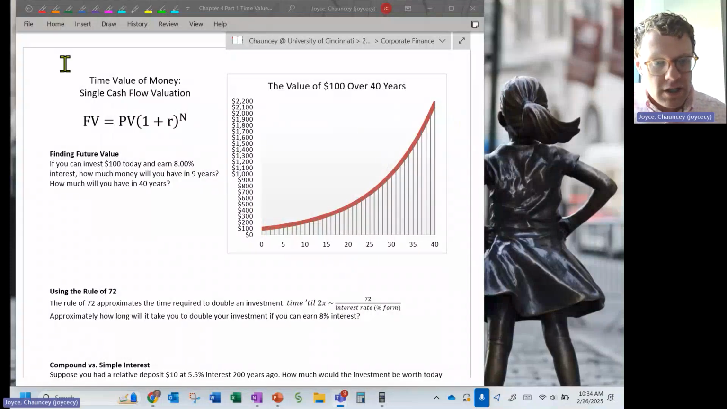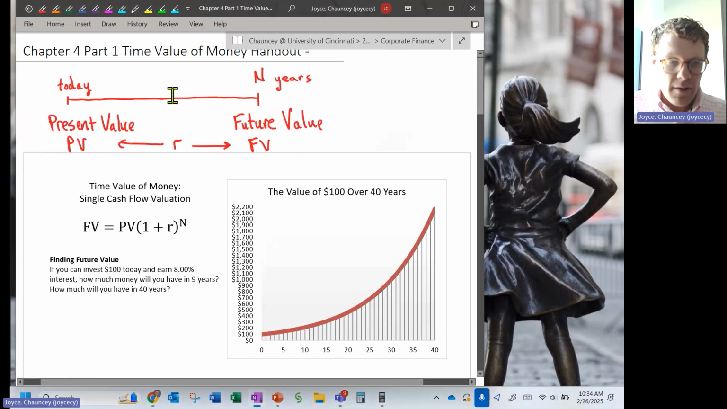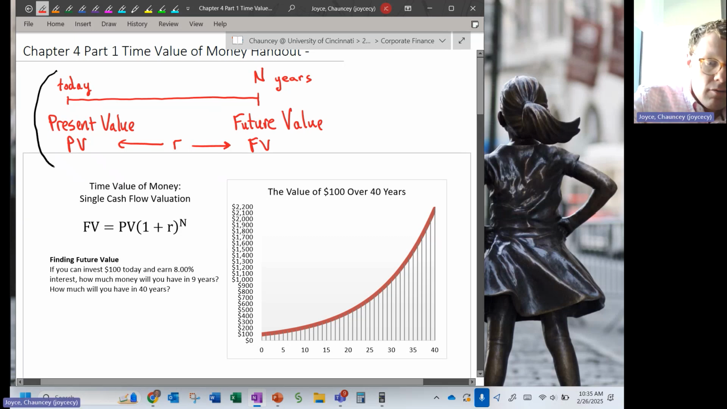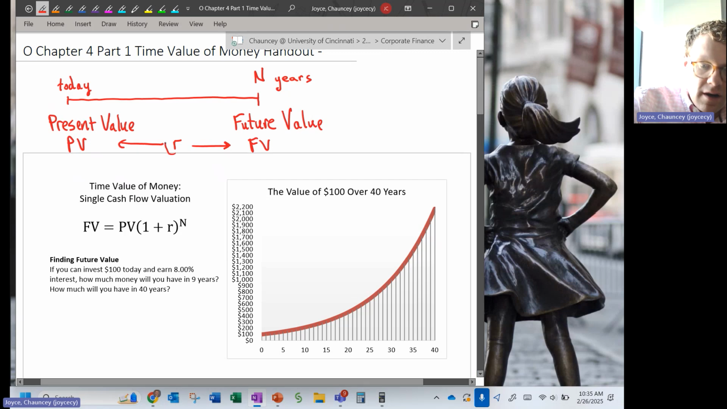So here's our equation. Future value equals present value times (1 + r) to the n. And just to identify those variables for you, I'm going to put them on a timeline. If this is today at time 0, any amount received or valued today is our present value. R is our compound or discount rate. FV, or future value, is what an investment will be worth in the future, and N is the number of years or number of periods.